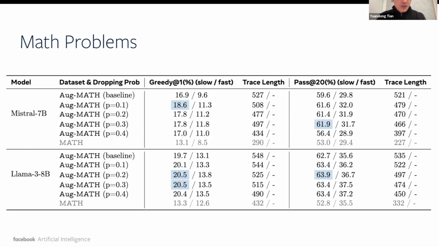But in our case, we try to do a random dropping of parts of the traces. What you see here is that it gives you even better performance. For example, a 1% boost in terms of greedy at 1, and probably a 2% growth in pass at 20. At the same time, the trace length is also shorter than the original baselines. That is very interesting to see.